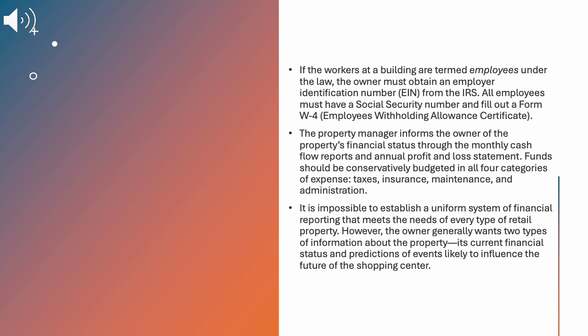The property manager informs the owner of the property's financial status through the monthly cash flow reports and annual profit and loss statement. Funds should be conservatively budgeted in all four categories of expense: taxes, insurance, maintenance, and administration. It is impossible to establish a uniform system of financial reporting that meets the needs of every type of retail property. However, the owner generally wants two types of information about the property: its current financial status and predictions of events likely to influence future profits.